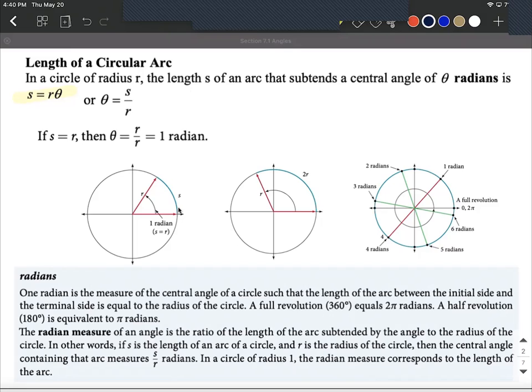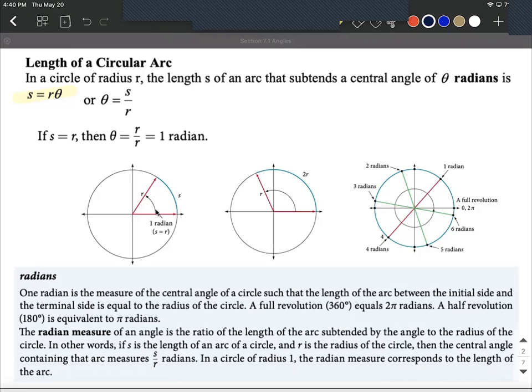So S is like the pizza crust going on here, and the distance, how many inches or feet or meters or miles it is if you walked around the outside here, basically. And then R is the radius. And then theta is going to be the angle on the inside here.